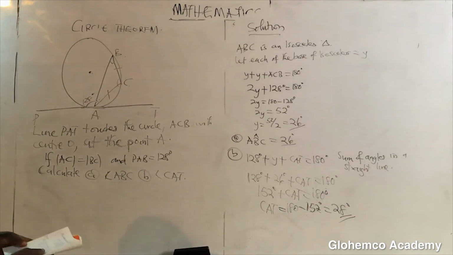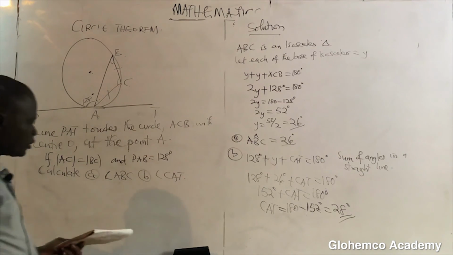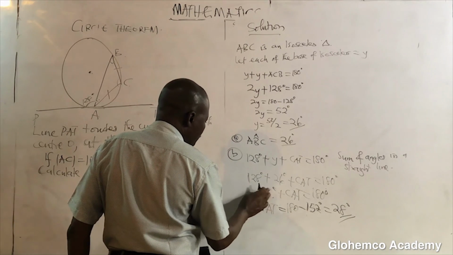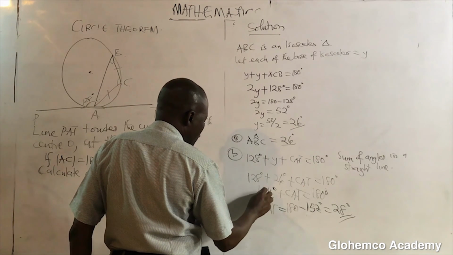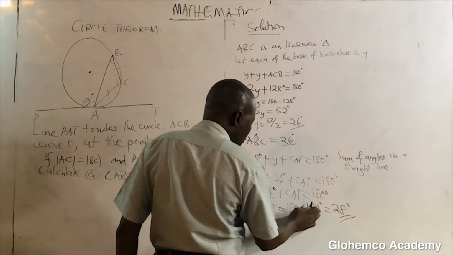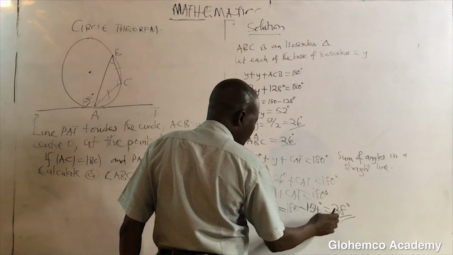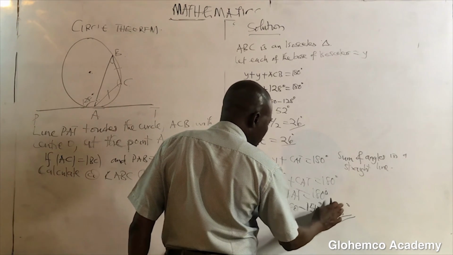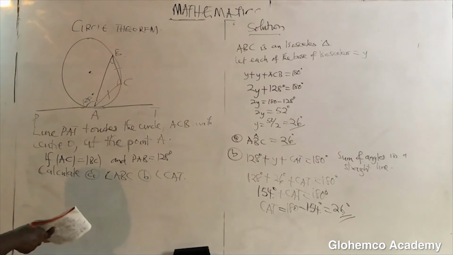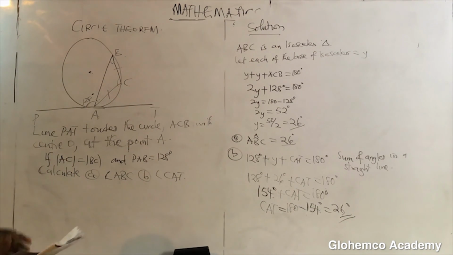That means CAT will be equal to, am I right? No, there's an error here. 128 plus 26 will give us 154. 128 plus 26 gives us 154. So this one should be 154, and CAT should be 26 degrees. And that's our final answer.